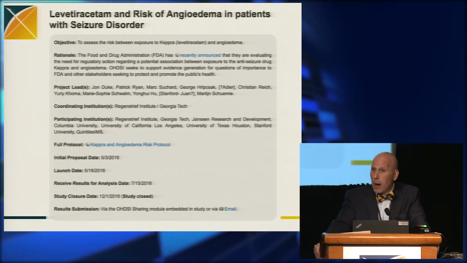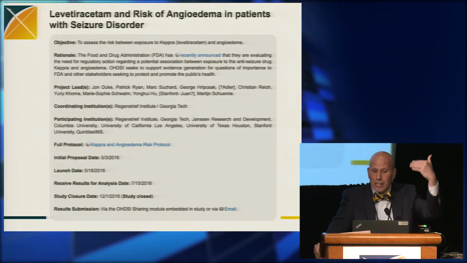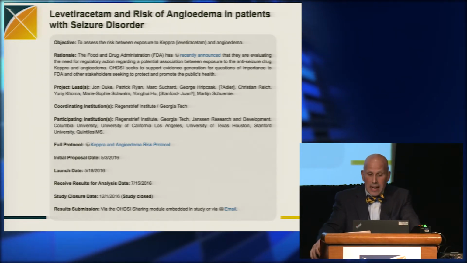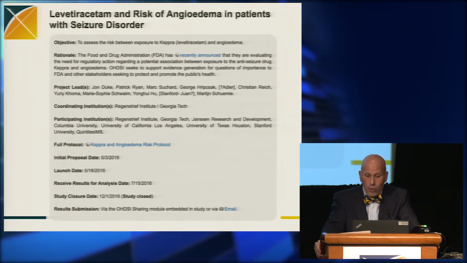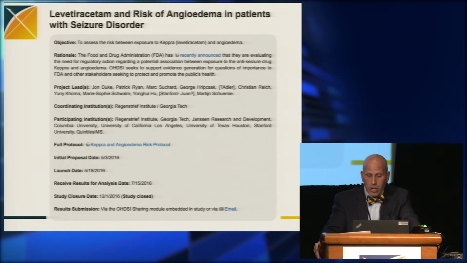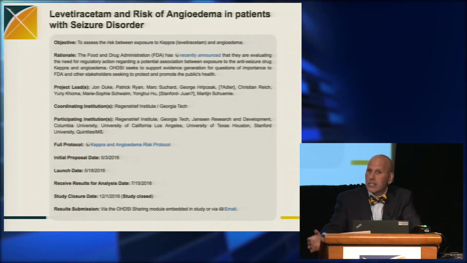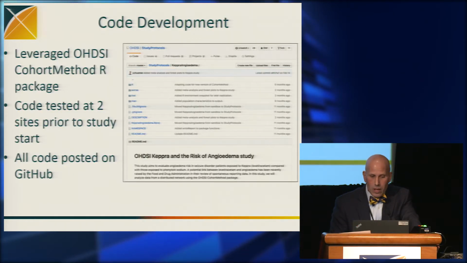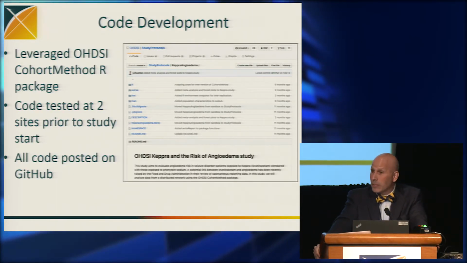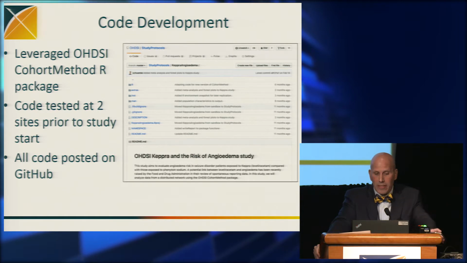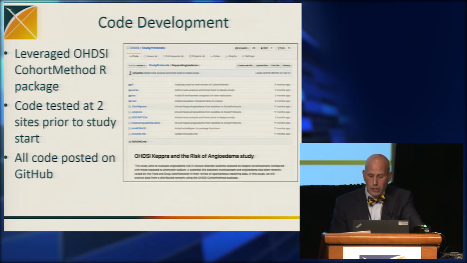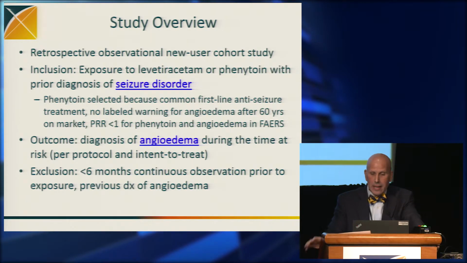And then we published out this formal description of what we're trying to do, why we're trying to do it, the collaborators who've said they'd step forward and do it, the full detailed protocol, and when we want to launch the study and when we'd like to have your results sent back by. The code was developed using the OHDSI cohort method package, tested at a couple sites, and posted on GitHub just as we described in general. So let's talk about what we actually did here.